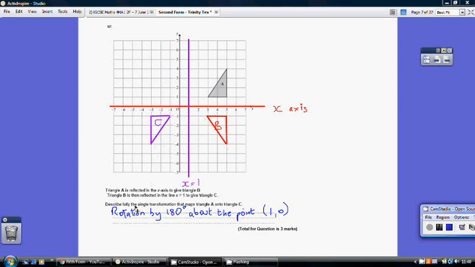Now this final part is quite a common question where you can summarize a couple of reflections as being a rotation by 180 degrees, with the center of rotation being where the two mirror lines cross. So the red line crosses the purple line at the coordinate (1, 0). So rotation by 180 degrees about the point (1, 0). Now remember, when the rotation is 180 degrees, you don't need to specify whether it's clockwise or anti-clockwise, because it doesn't matter which way you turn. If you turn round halfway, you're facing the opposite direction, whether you've gone clockwise or anti-clockwise.